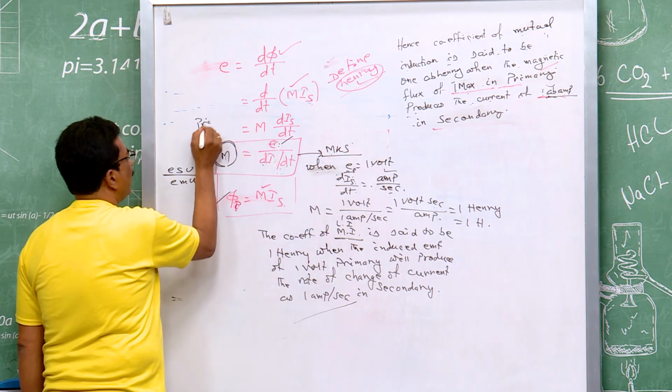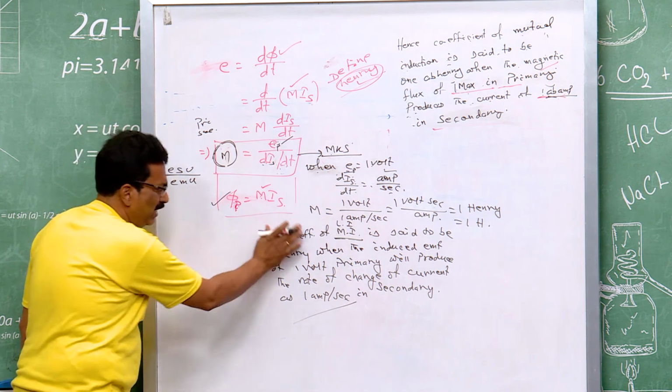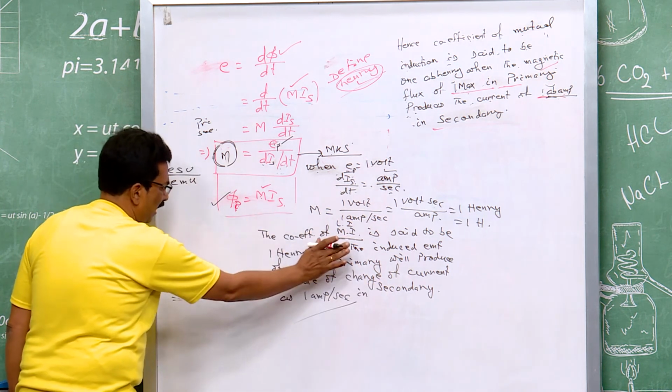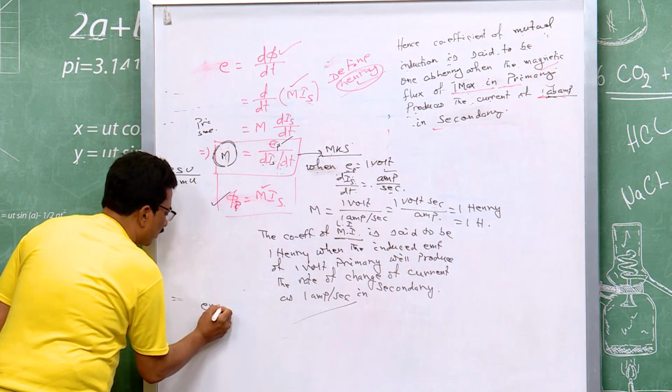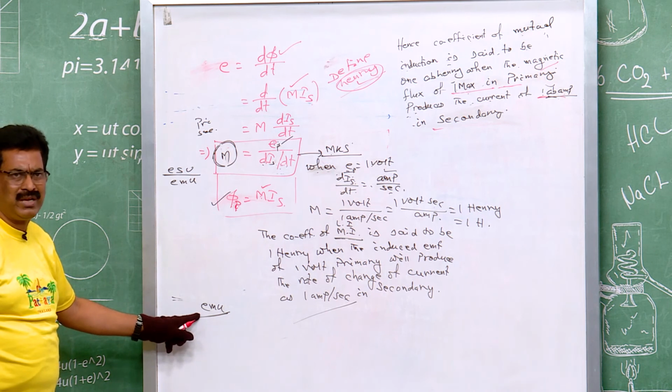One is the primary, the second one is the secondary. If this is the primary, then this is the secondary. This is its definition for the M case. If you go for the EMU, just remember here the mind. How will we follow for the EMU?